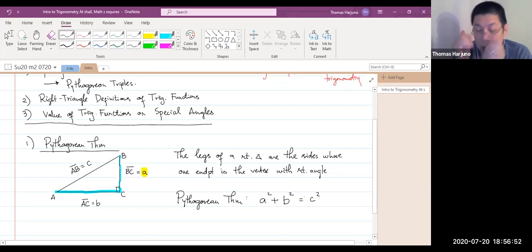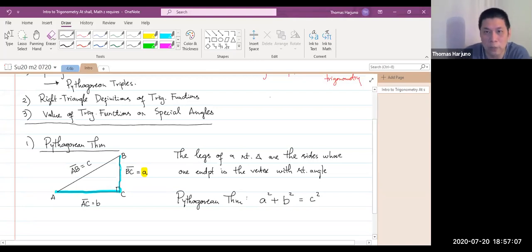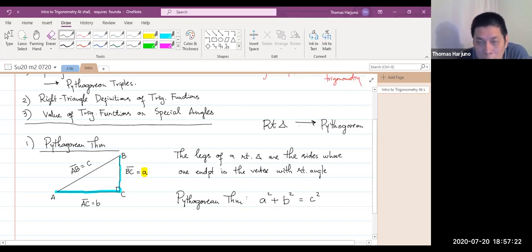So this result is actually very strong. The Pythagorean theorem applies not only for the right triangle, but if the Pythagorean theorem applies, it must be a right triangle. What we have learned before is that once we have a right triangle, you can apply the Pythagorean theorem. But from geometry, we learned that once the Pythagorean theorem applies, it must be a right triangle. So that's an if and only if case.